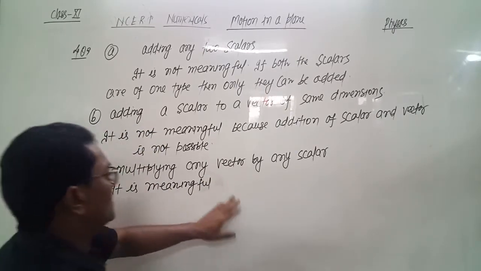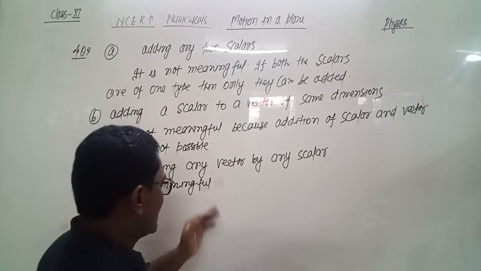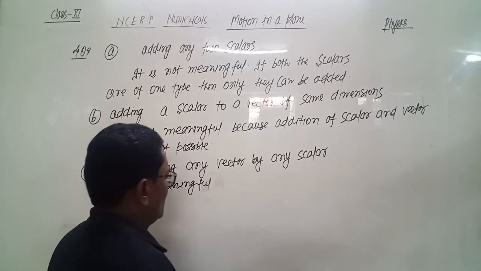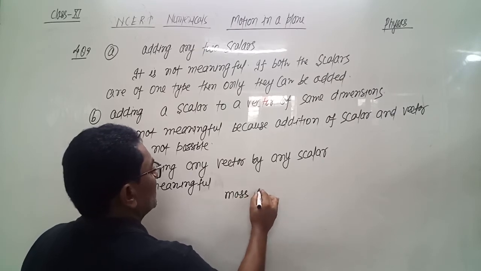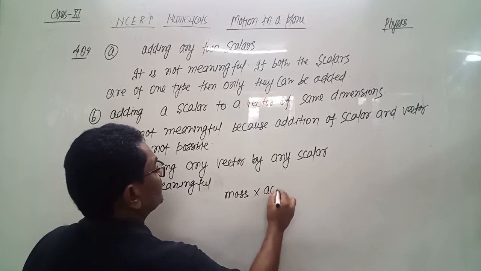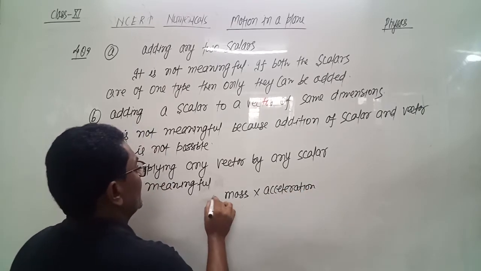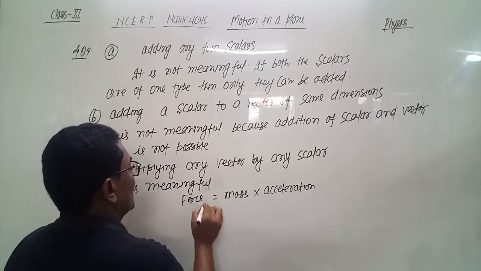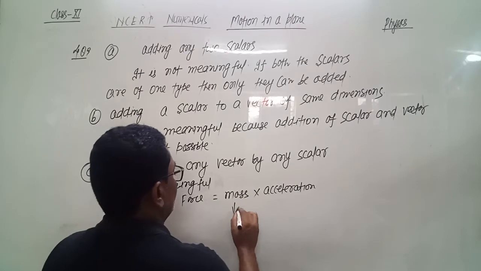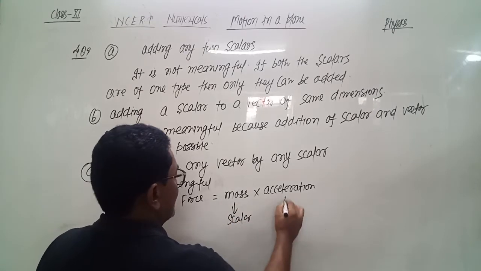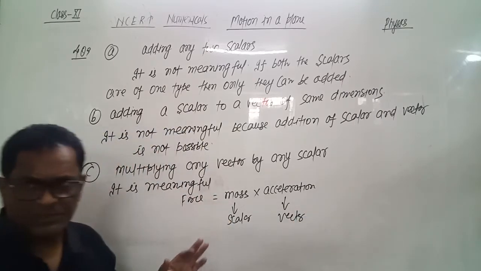Multiplication of a vector by any scalar is meaningful. Why is it meaningful? Because when we multiply mass by acceleration, we get a vector quantity, force. Mass is a scalar quantity. Acceleration is a vector quantity. So we get the result force, which is also a vector quantity.